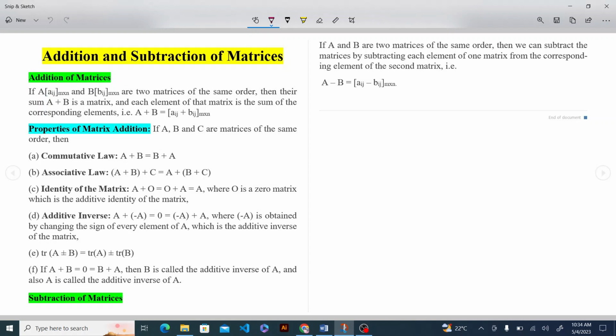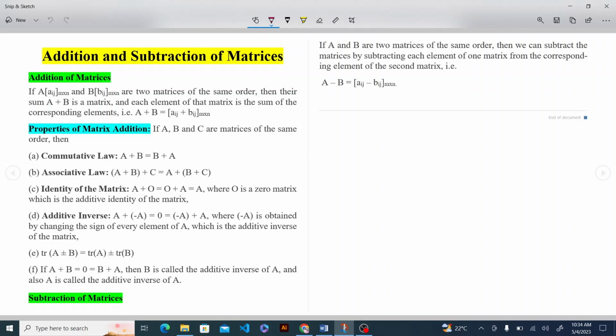Today's topic is addition and subtraction of matrices. So let's see addition first. The definition is: if A, a matrix of order m by n, and B, a matrix of order m by n, are two matrices of the same order, then their sum A plus B is a matrix, and each element of that matrix is the sum of the corresponding elements.